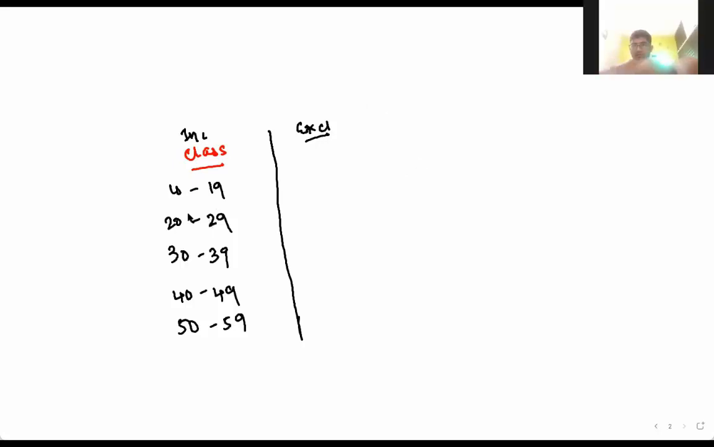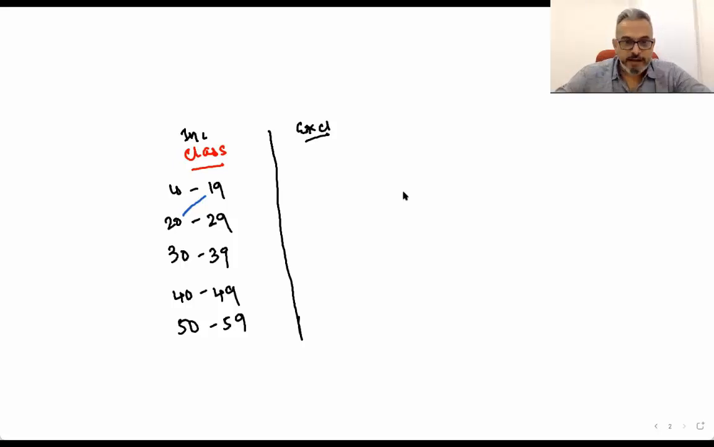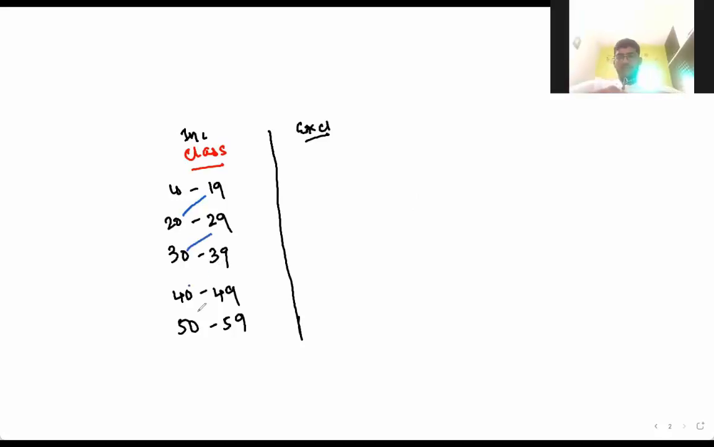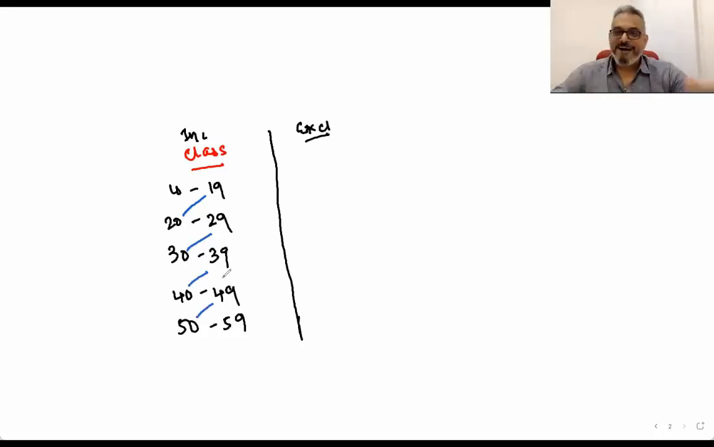20 minus 19 is how much? 1. I hope no one has any doubt about this. Okay, 29 minus 30 is how much? Difference of 29 and 30? 1. 40 and 39, 1. 50 and 49, 1. Wow, super. Very good.